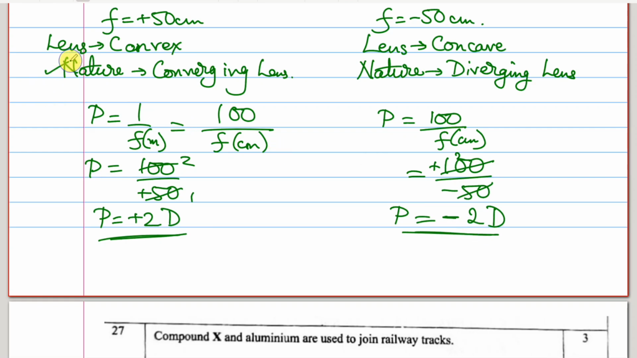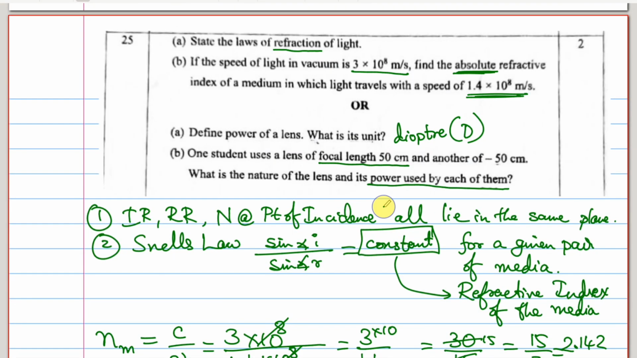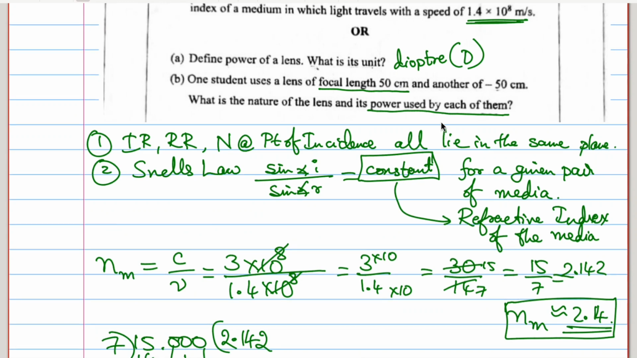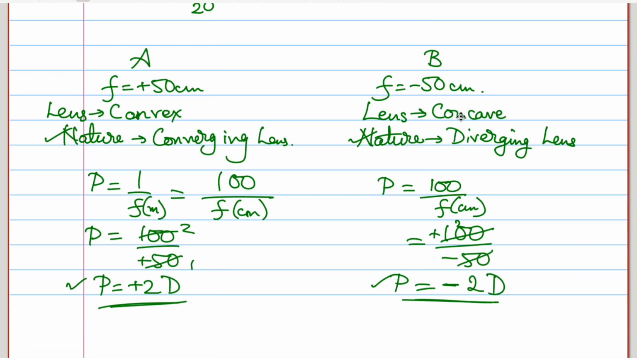So we have written the nature of the lenses and the powers of the lenses used by two students. One student uses a lens of this and another student uses a lens of this. What is the power used by each of them? Power of each lens.